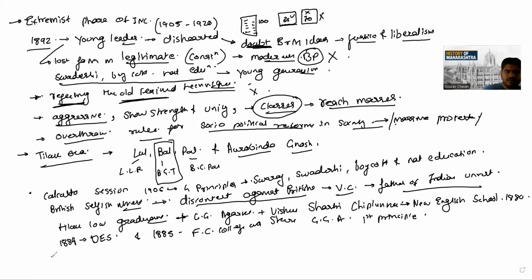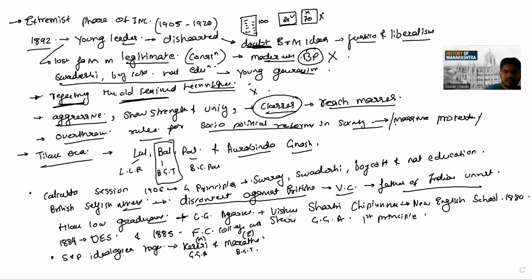Then they both were good friends. So to propagate the ideas of social and political development together, they started newspapers. The first one was called Kesari, and the second was called Maratha. Kesari was in Marathi, and Maratha was in English. Kesari was edited by Gopal Ganesh Agarkar, and Maratha was edited by Bal Gangadhar Tilak. This particular paper was edited by Tilak.